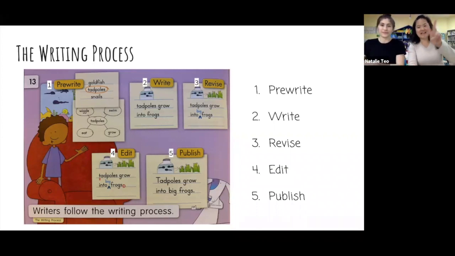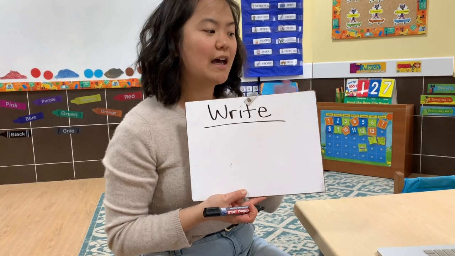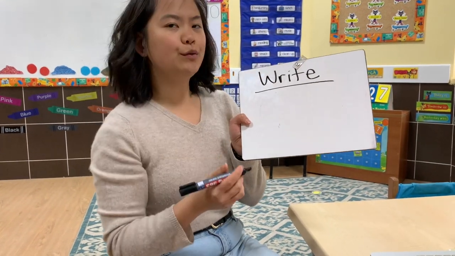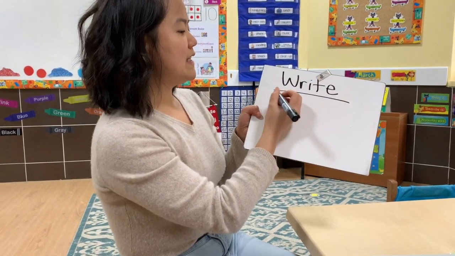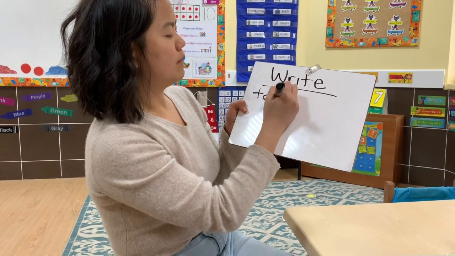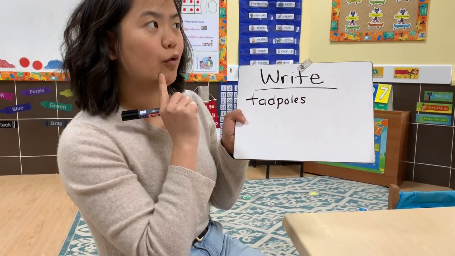The second step is to write about it. So after I've chosen what to write about, which is tadpoles, I can write about tadpoles. So I'm going to think, I've learned about the life cycle of tadpoles. So I can say that tadpoles grow into frogs.